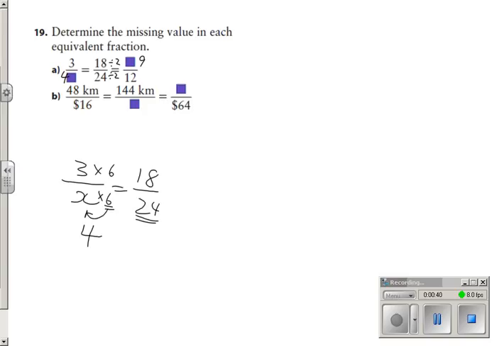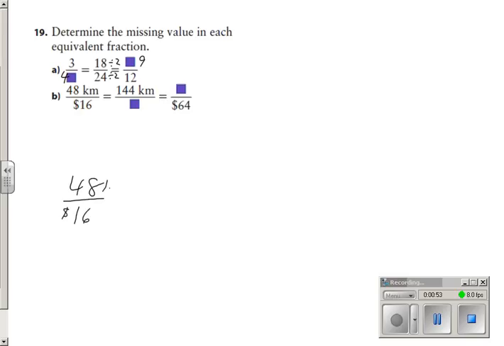And in the second example, it's a little trickier because 48 and 144 are kind of big numbers to work with. So let's just erase this here and go with 48 and 144. So 48 kilometers to 16 bucks is equal to 144 kilometers to how much money?